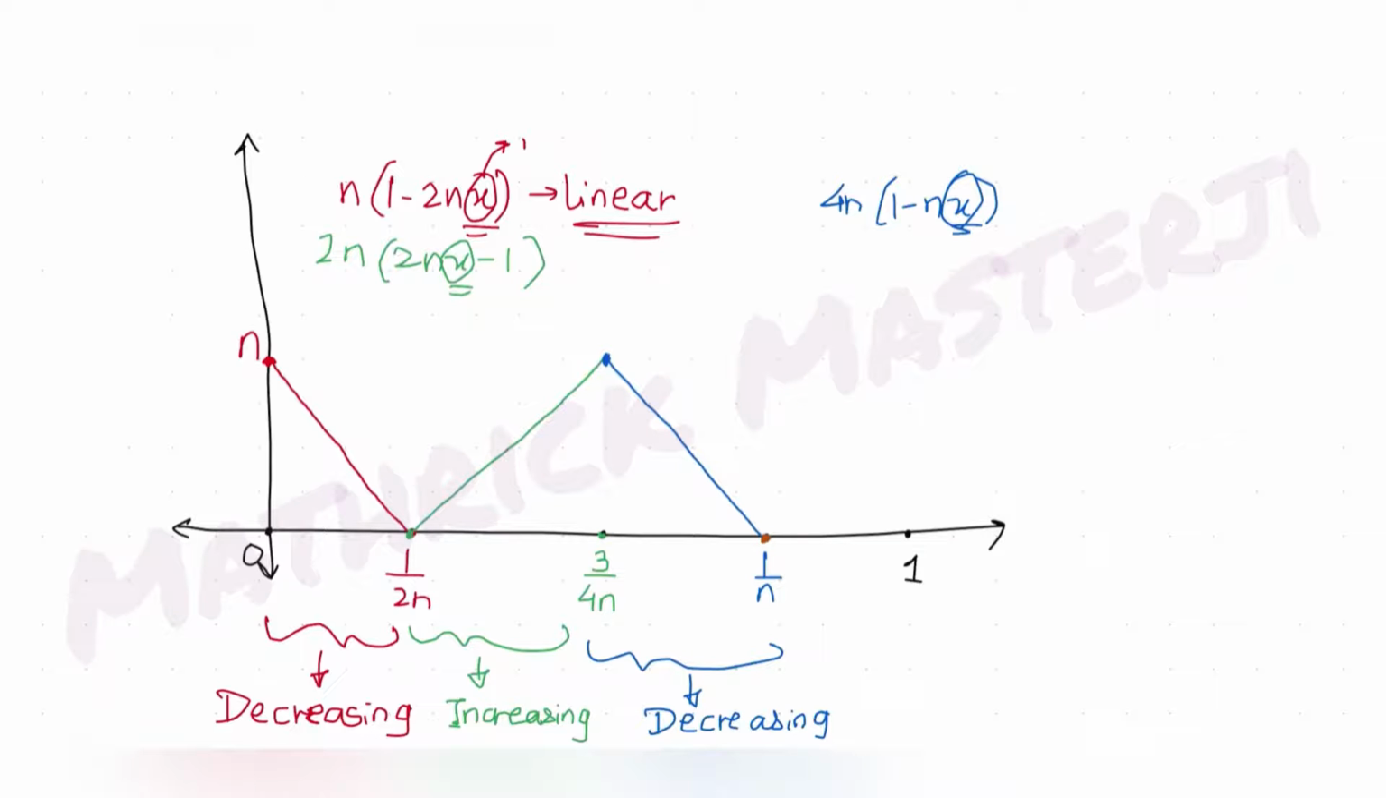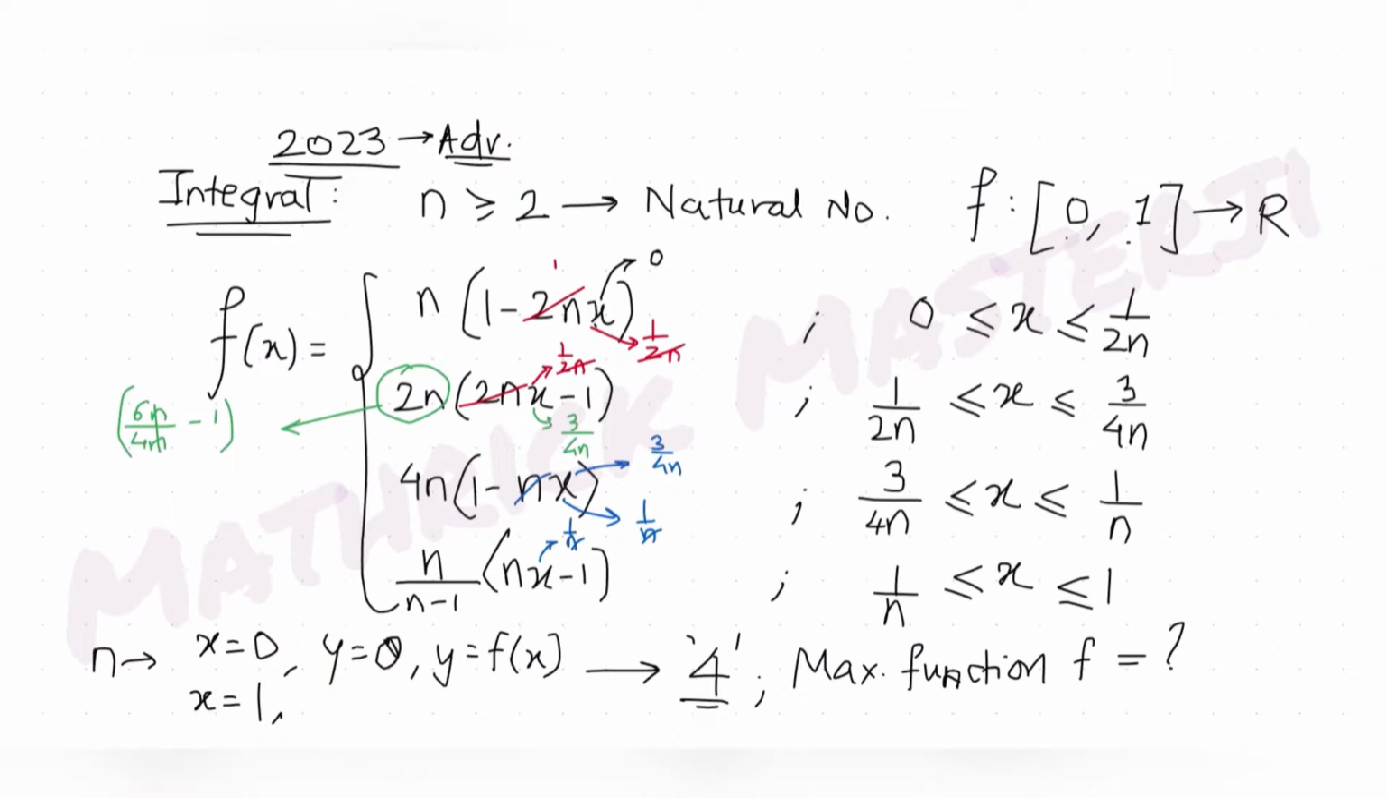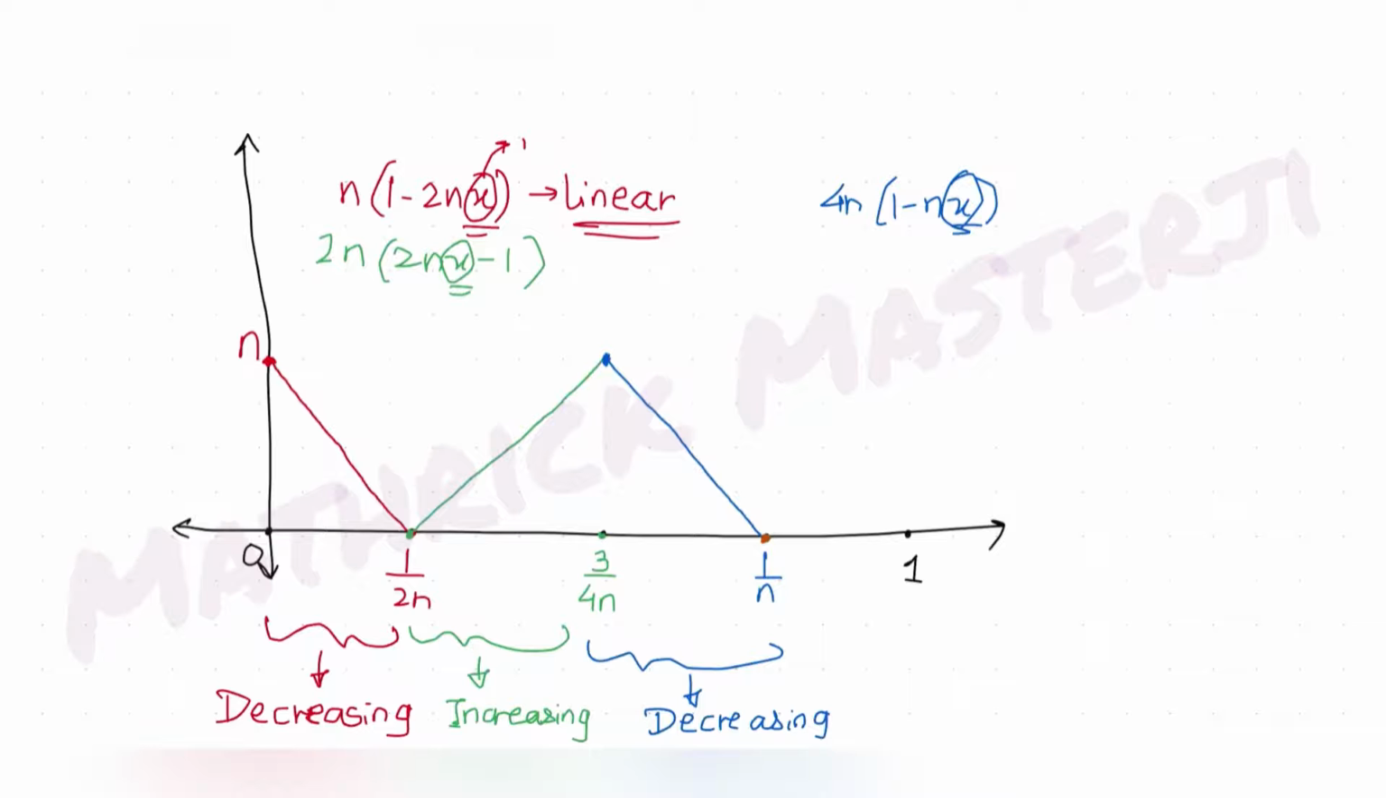Now if I solve for the upper limit, that is 1 here. If I put x as 1, I get n minus 1. So the entire n minus 1 gets cancelled with this n minus 1, and you're just left with n. So you get the upper limit here. For the last expression, n over n minus 1 into nx minus 1, the highest power of x is still 1. So it's a straight line, and for this interval, it's an increasing function.